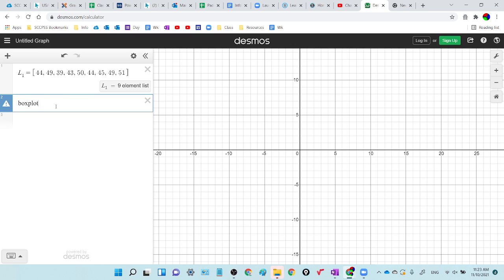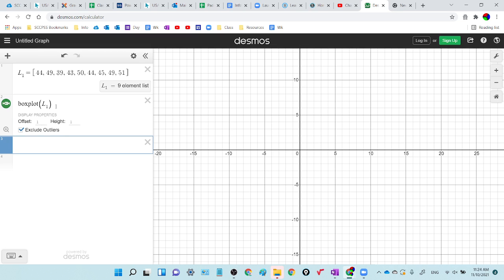The box plot command is "boxplot", not with a bracket, okay? Just like a function, this is the function name boxplot. Somebody programmed the box plot as a program, so we put input inside. My input is list 1. So that's it. Boom. And oh, I did it, but it's not visible here.